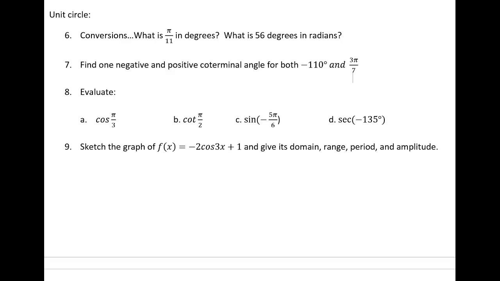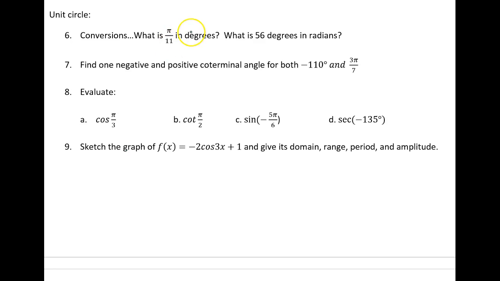Alright, so now we're going to hit on a little bit of review of the unit circle. This was a huge part of the year. I know there's only 4 problems shown here, but my goodness, make sure you know how to do this and anything in the notes that goes with this, okay? So first we're going to do conversions.